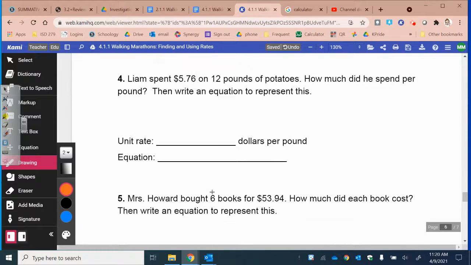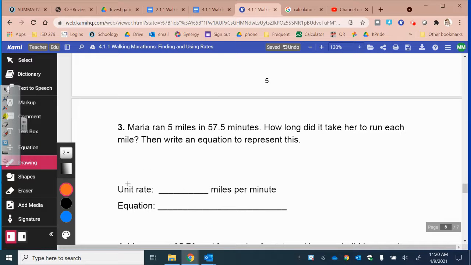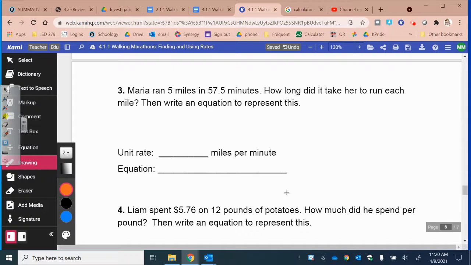On problems 3 through 6, it says we're going to look at the unit rate and then write an equation. I'm going to give you just one example, and then every one of these is going to be really similar. So Maria ran 5 miles in 57.5 minutes. How long did it take her to run each mile? Then write an equation to represent this. So we have miles and minutes, so we can find out how many miles per minute.